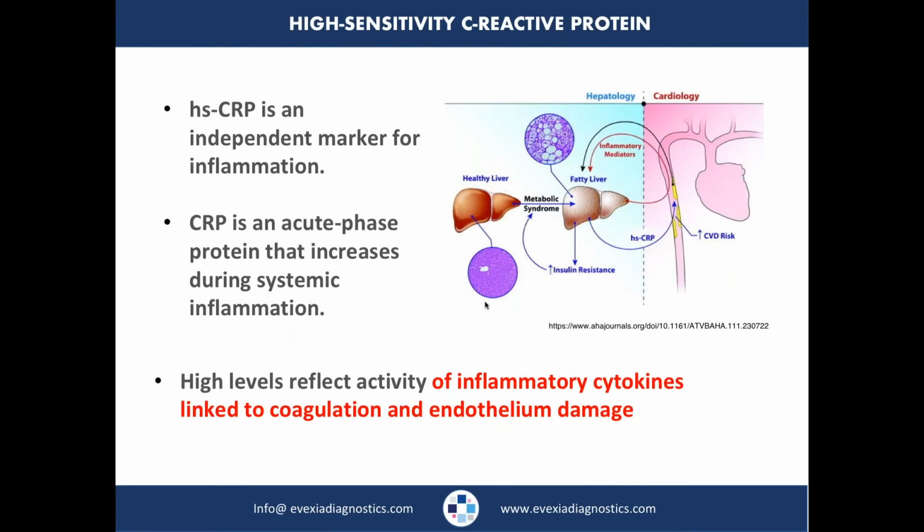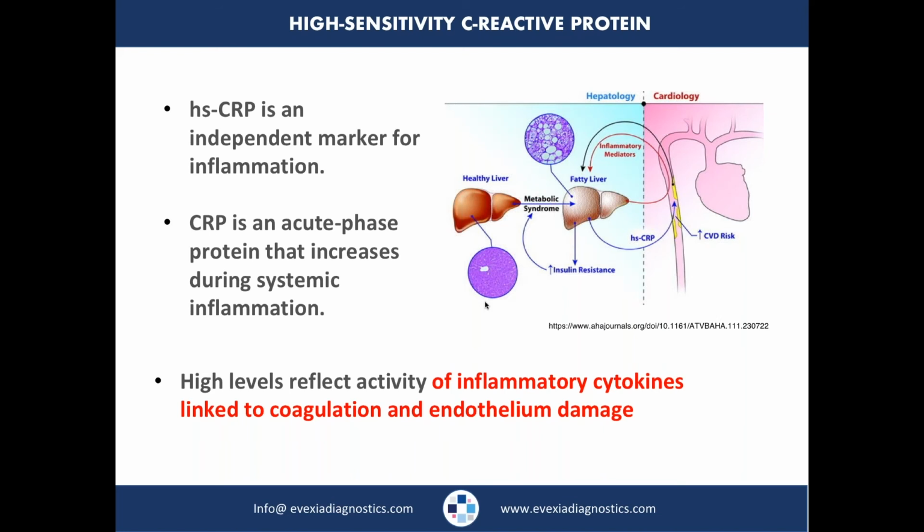Now, high sensitivity C-reactive protein, you certainly should be familiar with. That is an independent marker of inflammation. And C-reactive protein is an acute phase protein. What happens in the body is that the body produces what's known as interleukin-6, it'll go to the liver, and the liver will go ahead and start manufacturing this C-reactive protein.